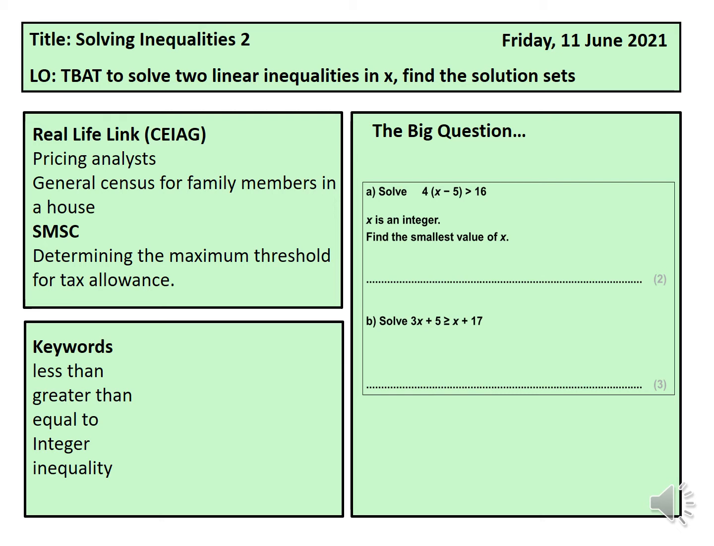By the end of today's lesson, you should be able to solve two linear inequalities that have x on both sides and find the solutions. The real life link is for pricing analysts when we're deciding prices for a product, and for determining the maximum threshold for tax allowance and stuff like that. The keywords for today are less than, greater than, equal to, integer, and inequality.